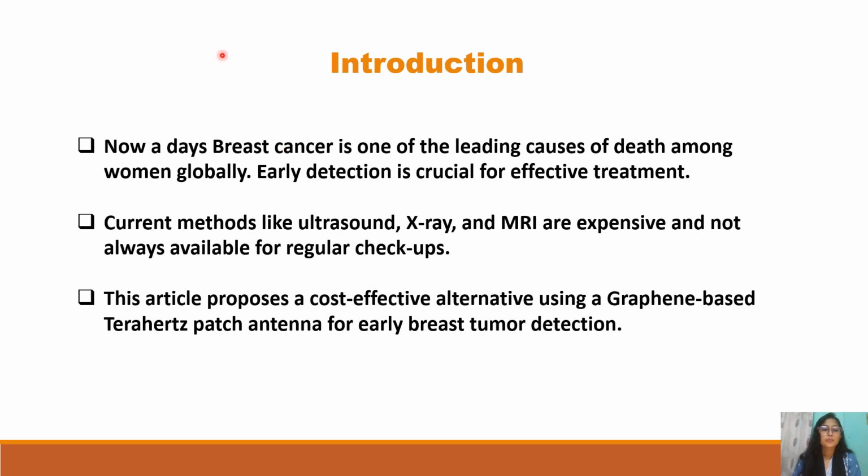Introduction. So breast cancer is a potentially life-threatening disease and it is one of the most common cancers, especially for women. For fast and effective treatment, early detection of the tumor is very important, but frequent checkup is not possible for many people with the traditional ways such as ultrasound, X-ray, MRI, because they are expensive and not always available for regular checkups. So this article proposes a cost-effective alternative using graphene-based terahertz patch antenna for early breast tumor detection.